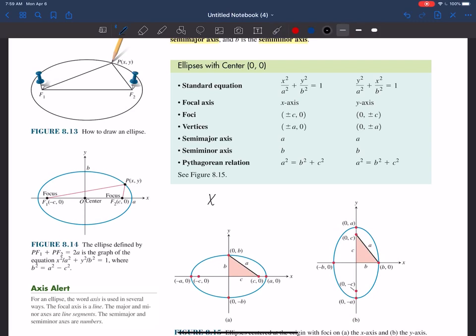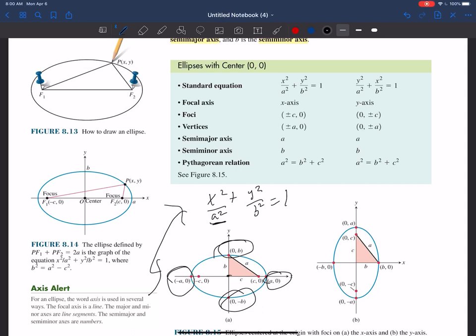So if your equation is x squared over a squared plus y squared over b squared equals 1, your equation will match this graph right here. To find vertices, all you have to do is find your a and then put comma 0. You also have to do negative a comma 0 to find the second one. Same thing for your b's: 0 comma b and 0 comma negative b.